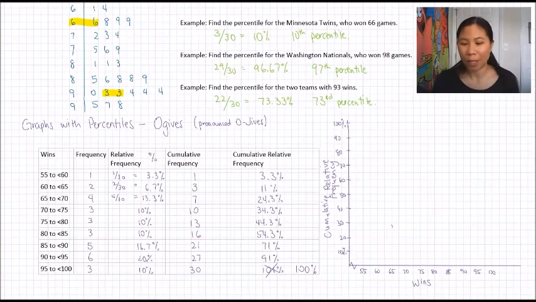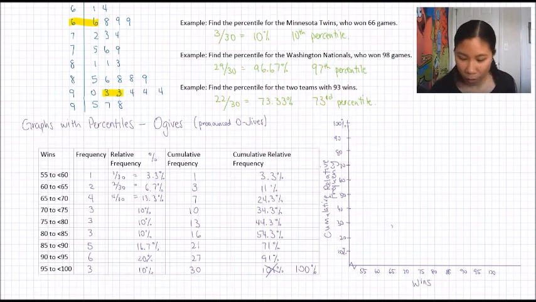Okay, so I've set up my graph on the right here, and so how we plot things out is we start with our lowest number, which was 55. And then because we're talking about our cumulative relative frequency on our y-axis, at data point 55, there's nothing below it. So 0% is below it. So our first point always starts off on 0.